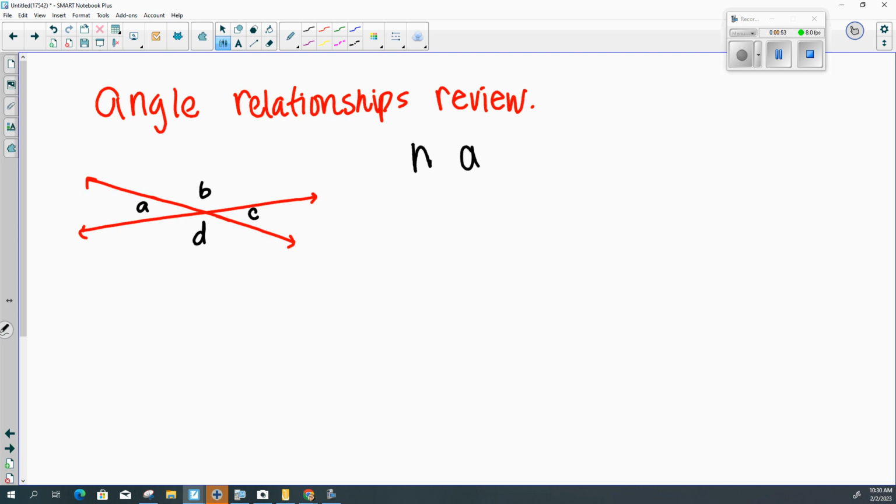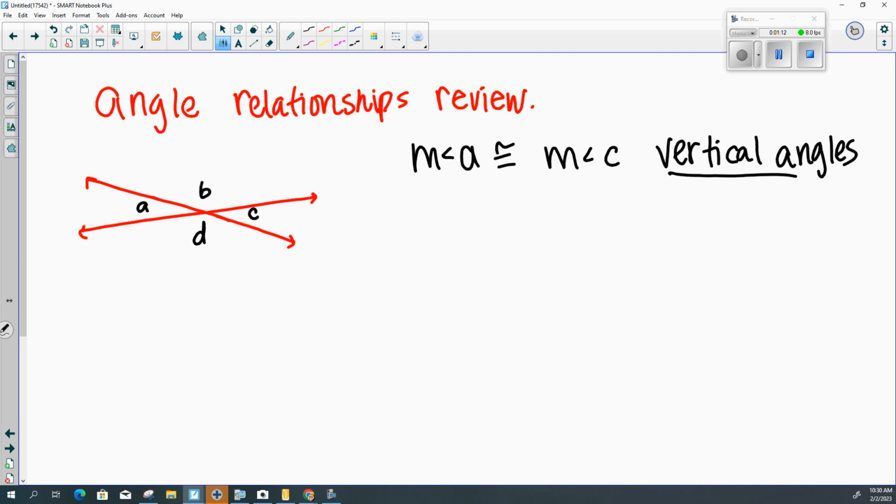The measure of angle A and the measure of angle C. From your past experience with angles, Keegan, they are the same. They are called congruent angles. They are vertical. Please write down the word vertical angles. You won't necessarily use it on today's homework, but you will use it when we start doing proofs.